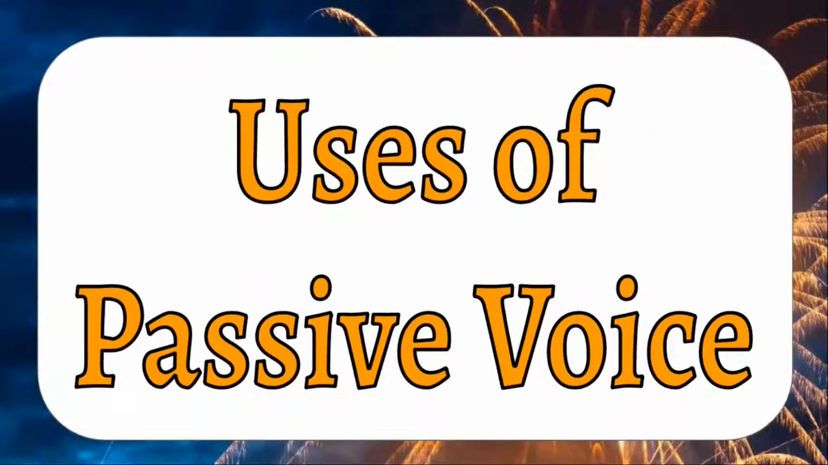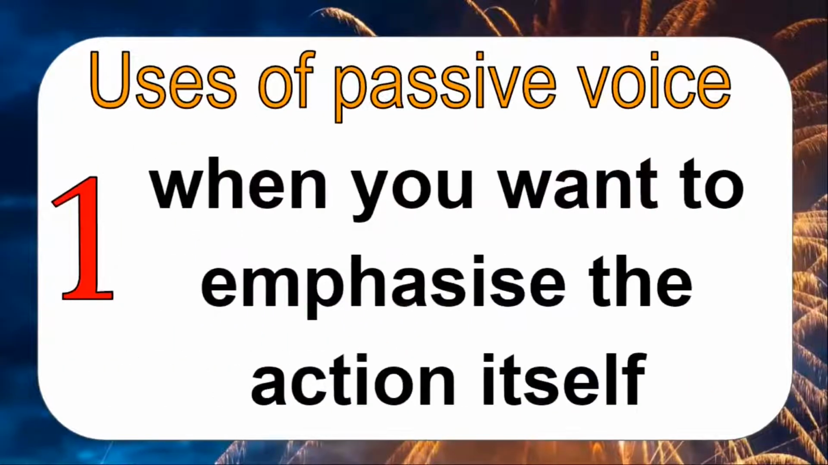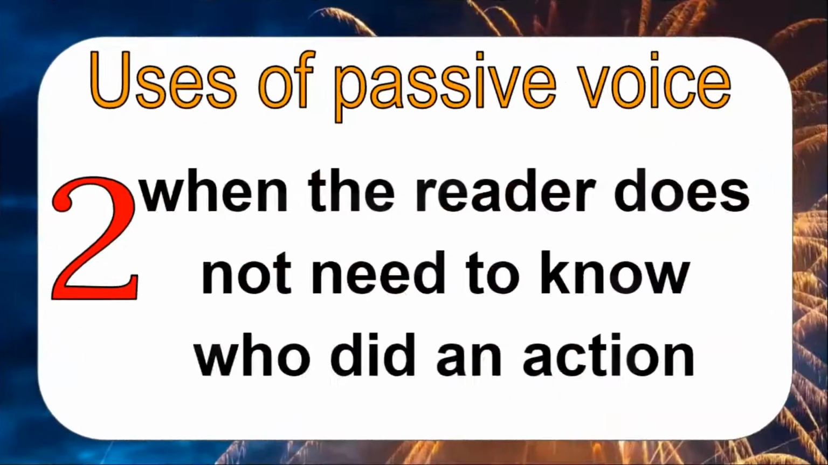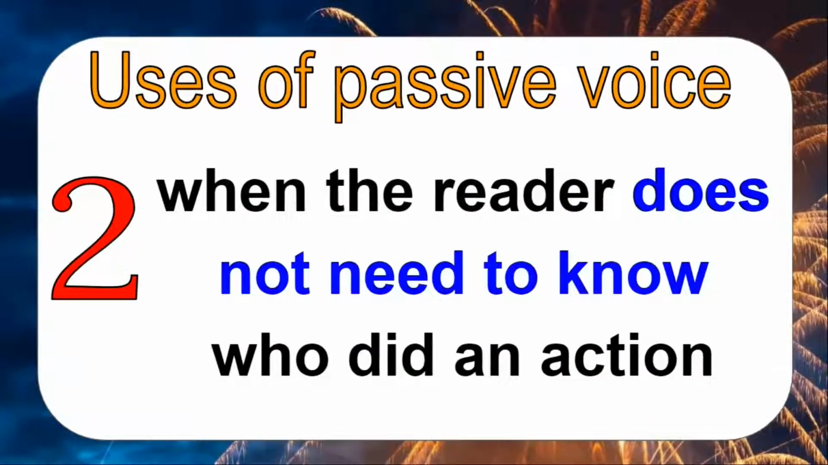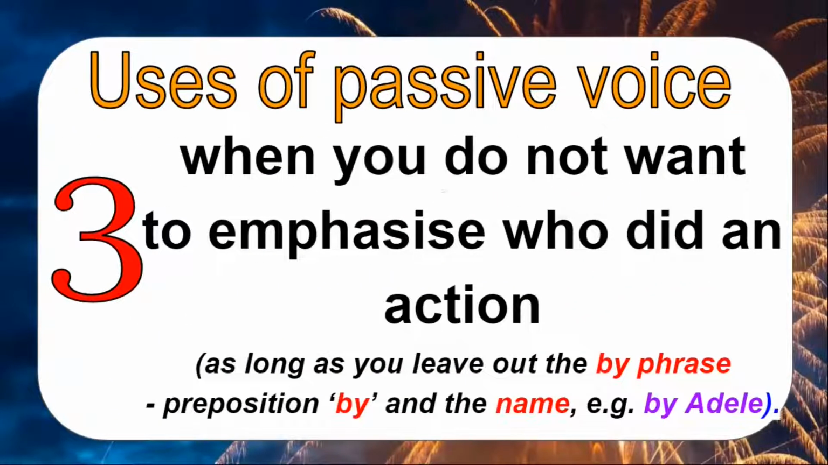What are the uses of passive voice? 1. When you want to emphasize the action itself. 2. When the reader does not need to know who did an action. 3. When you do not want to emphasize who did an action, as long as you leave out the by phrase, preposition by, and the name, for example, by Adele.